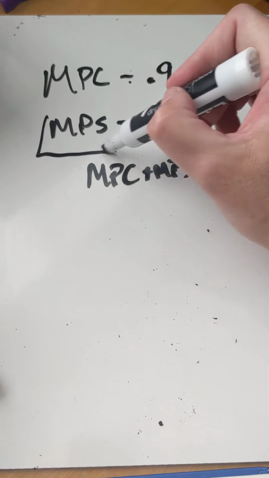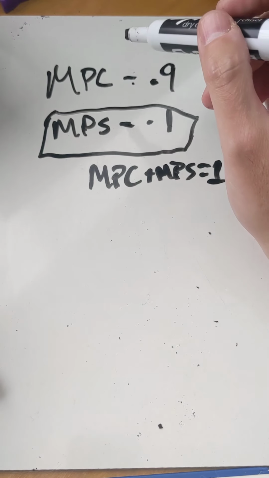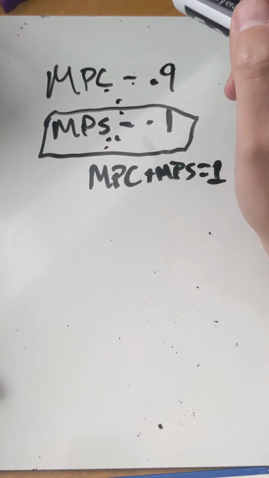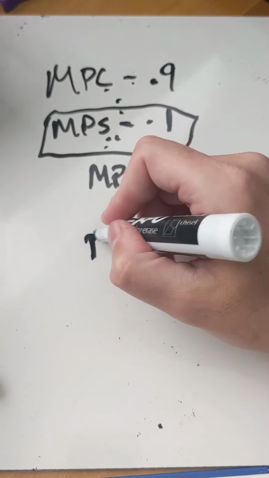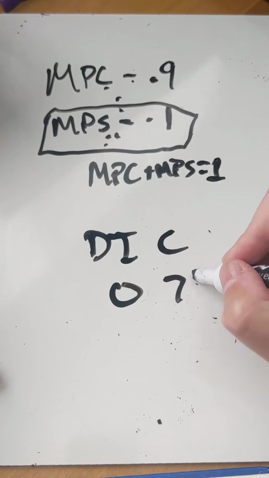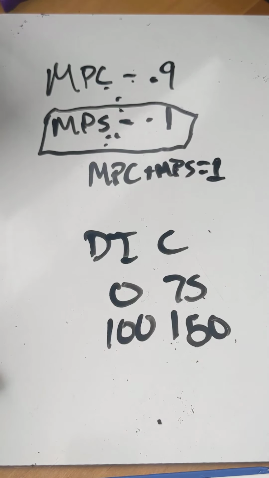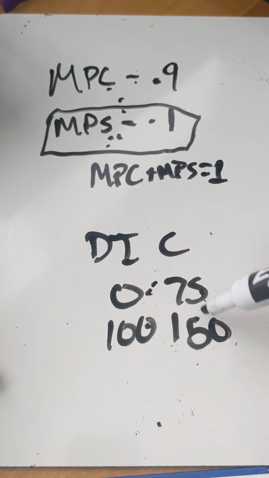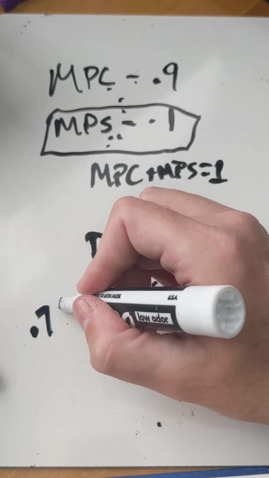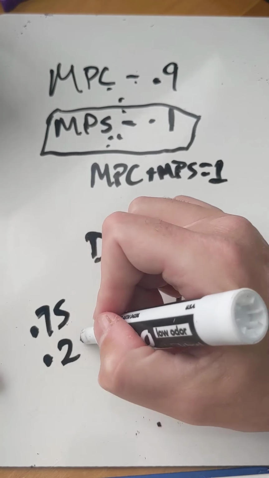And this is really important because we'll be able to know, given any data, if we have just one of these, or even a data table, all we need is that. We know that for every $100 we get, we're spending 75. So that means we are spending 75, that's the MPC, of every dollar, and we're saving 25.